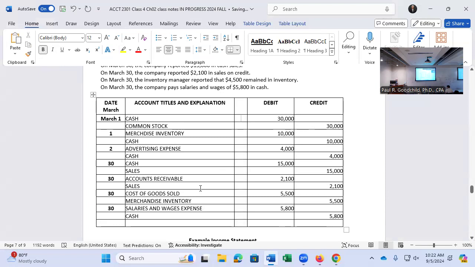Okay, I'm not going to ask you to call these out. I'll just kind of go through them. If you have a question, please feel free to stop me. I just put this column in for ease, but you can just write it right in there. So cash is an asset. Common stock is equity. Merchandise inventory is an asset. Cash is an asset. Advertising expense is an expense.